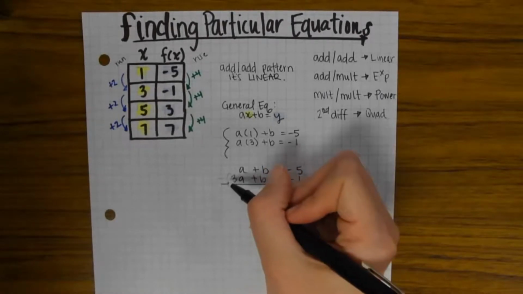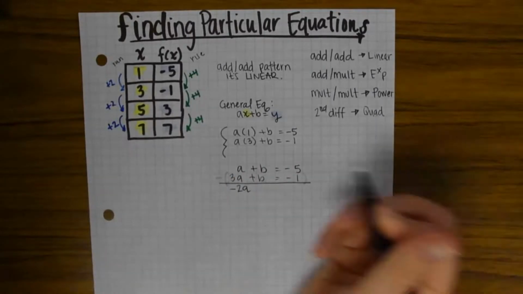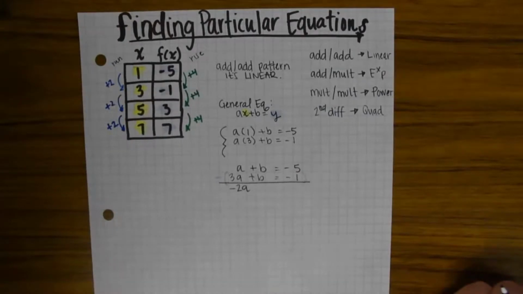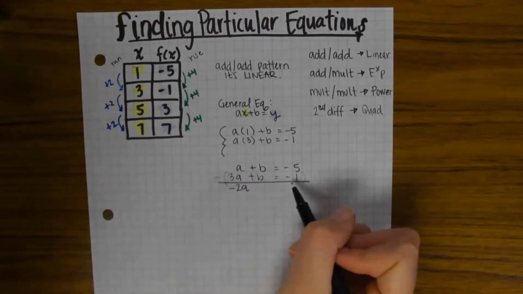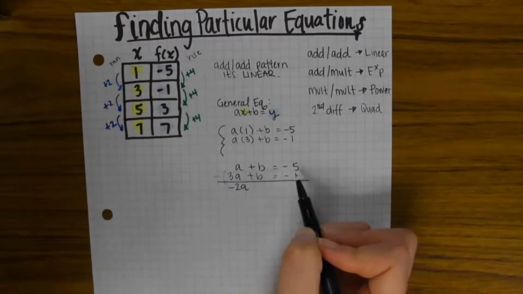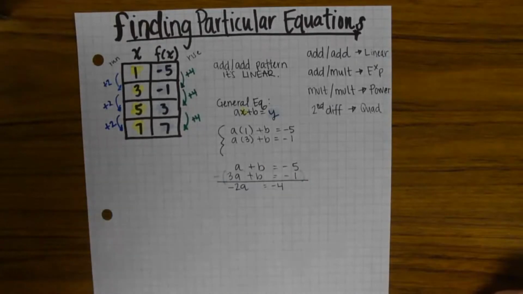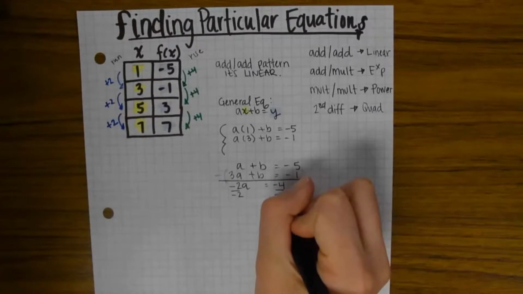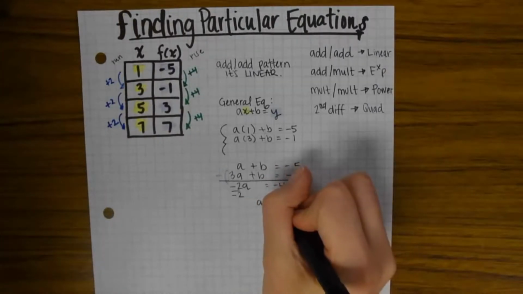A minus 3a is -2a. B minus b eliminates, 0. -5 minus -1. Well, we have a double negative here, so really we add that 1. So -5 plus 1 is -4. Get a by itself by dividing by -2. And we get that a equals 2.